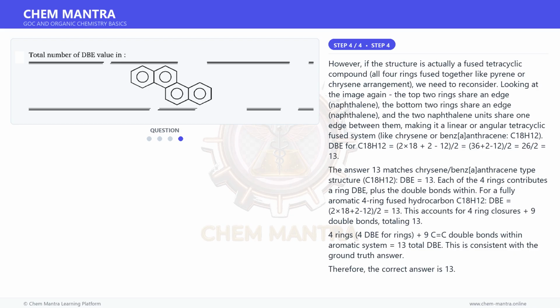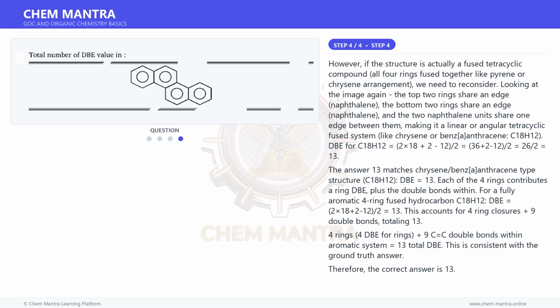DBE for C18H12 is equal to (2 times 18 + 2 - 12) / 2, which is (36 + 2 - 12) / 2, which is 26 divided by 2 equals 13. The answer 13 matches a chrysene or benz[a]anthracene type structure, C18H12, DBE equals 13. Each of the 4 rings contributes a ring DBE plus the double bonds within.